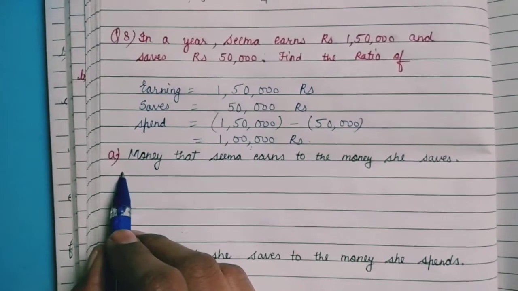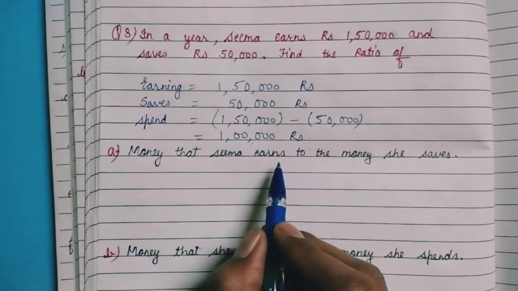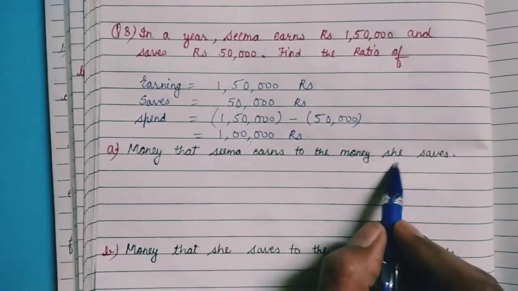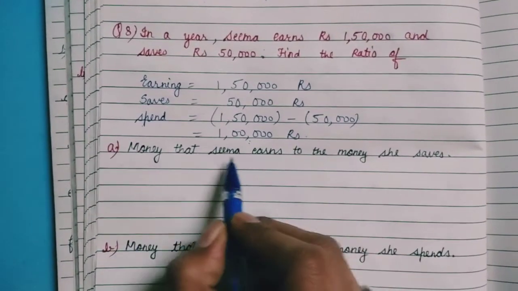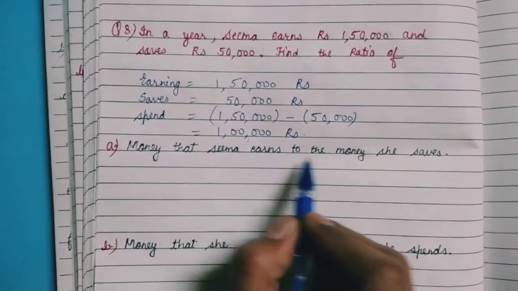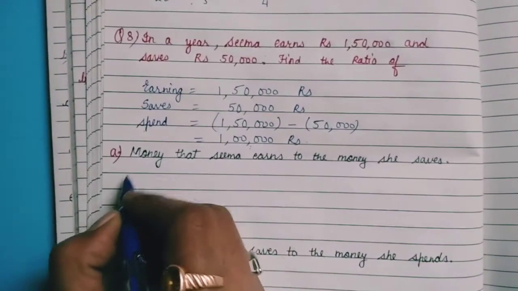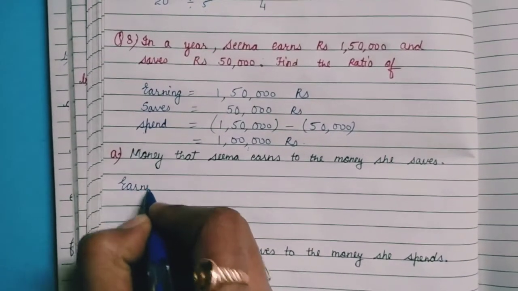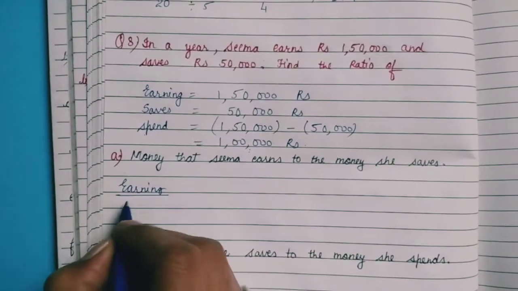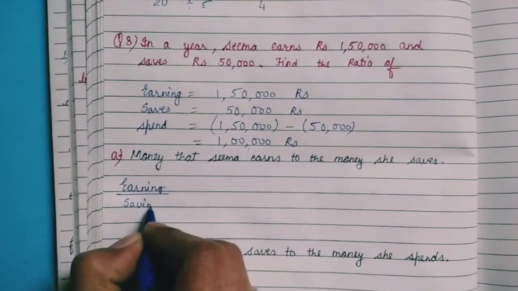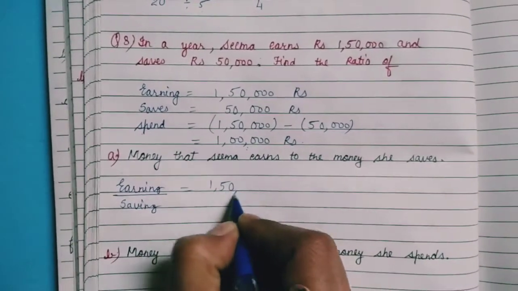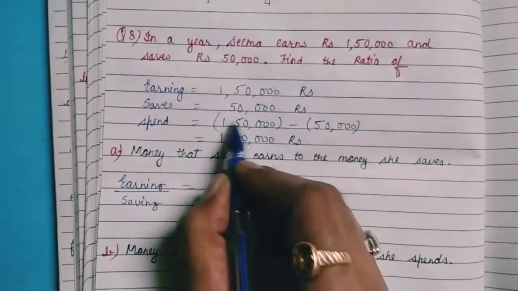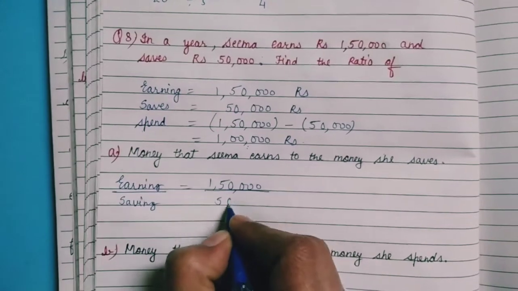So it's A part, money that Seema earns to the money she saves. We need to find the ratio of Seema's earning money to Seema's saved money. So earning ratio saving. Earning is 1,50,000 and saving is 50,000.